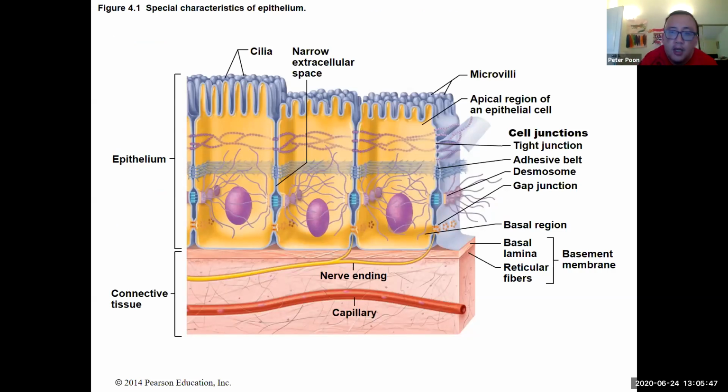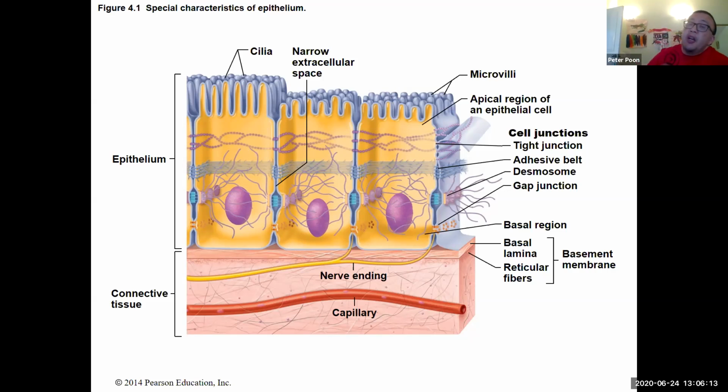The top of the cell and the bottom of the cell are different. You can see all these little bumps, and they are only on the top. The bottom surface is smooth. The bottom surface is where all the little connections are made. The top surface is not. So there are multiple surfaces to an epithelial cell.